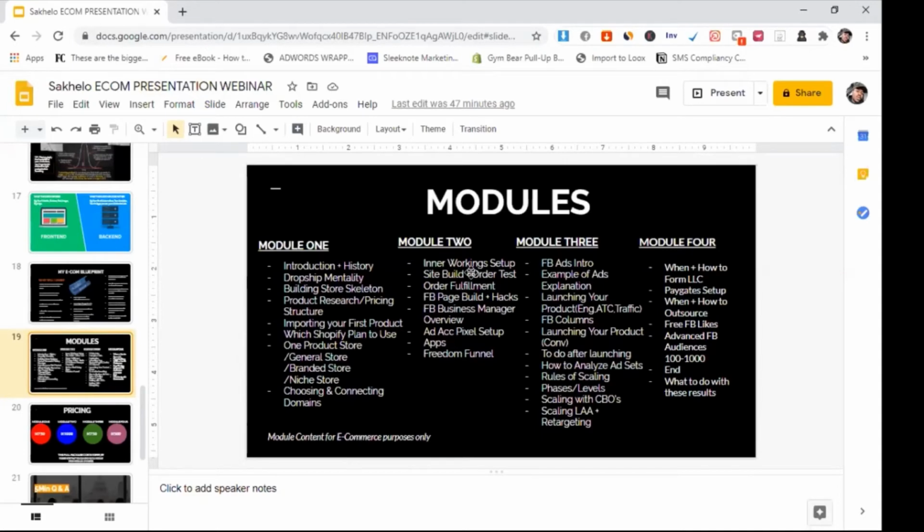And module 2 is the inner workings, site build, order test, order fulfillment, Facebook page build, plus the hacks, Facebook page, Facebook Business Manager overview, ad account pixel setup, the apps, the Freedom Funnel. Module 3 is the Facebook ads introduction, example of ads, explanation, launching your product, engaging, add to carts in the traffic. I'll explain everything. This is where I explain everything, guys, into detail. You literally have to just copy everything that I'm doing from my screen.